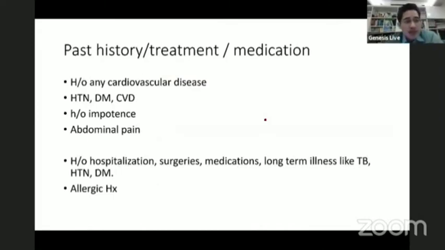The past history is very important. As I have been talking about the cardiovascular, you must take the history of cardiovascular disease. What I usually do is ask the patient, can you climb stairs, three floors, four floors? If the patient says yes, then I think the patient is healthy. Most of the patients say no, they cannot climb.